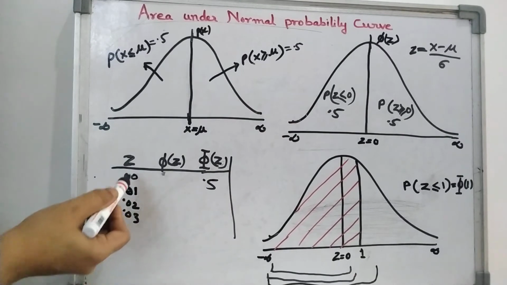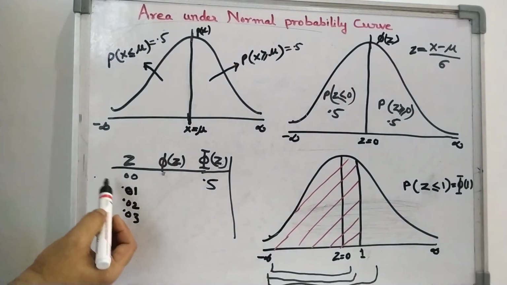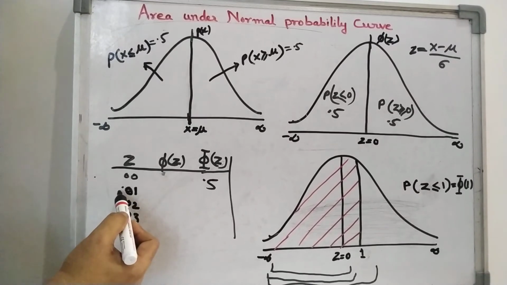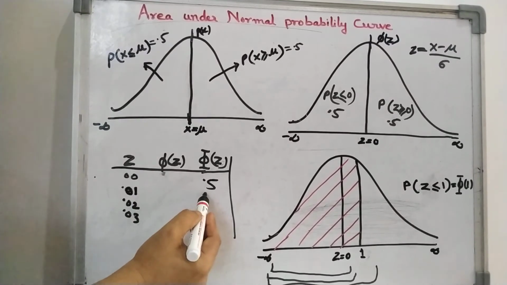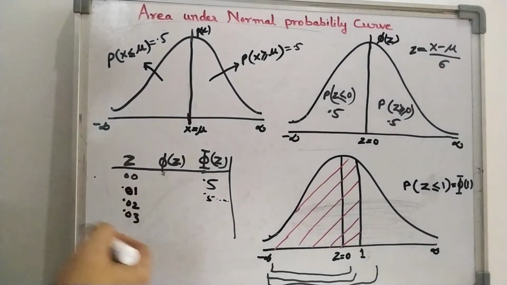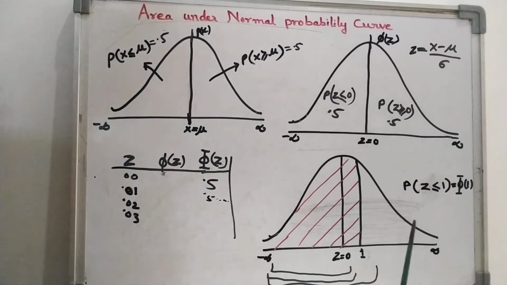So in the table you will get the values in this way: minus infinity to 0.0 is 0.5, minus infinity to 0.1 is something like 0.5-something, okay, like that. So you will get the values from the table. So look here.